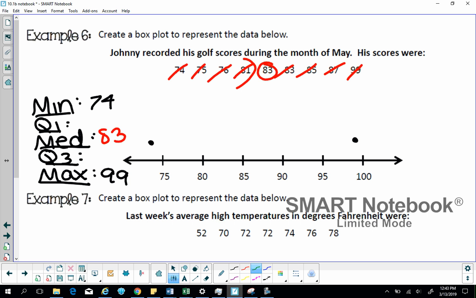So now that one doesn't include, see how the median is part of that? I don't include the median when I'm finding my Q1 and Q3. So I go like this. See the difference between the last one and this one? See how I didn't include that number? And now I just do the same thing. 1, 1. What's the middle of 75 and 76?